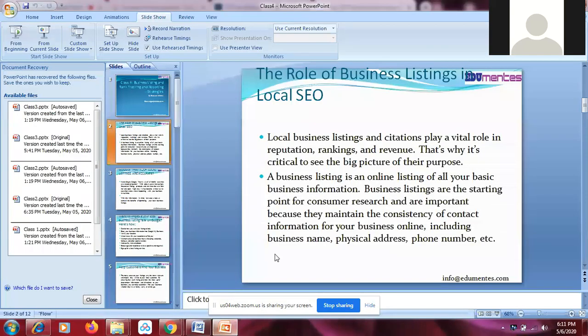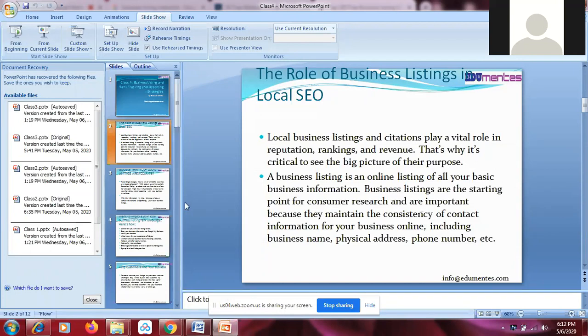When you mention that you are from Bhubaneswar, India, or from Patia, Bhubaneswar, India, the more particular you become there, the easier it becomes for others, and it plays a good role for your reputation, rankings, and revenue. A business listing is an online listing of all your basic business information. It can include your phone number, business name, physical address, where you do business, and your area of business. It will also show the customer reviews, and it gives your client a really good look.